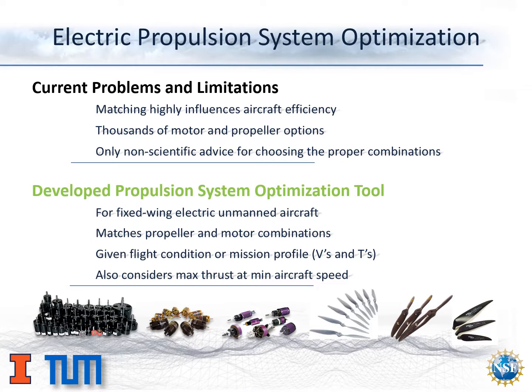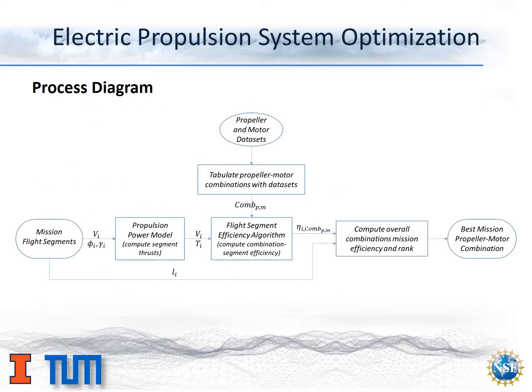Our tool also considers maximum thrust at minimum speed for upset recovery conditions. Our tool works as follows. We start with desired mission, flight segments, and datasets for possible propellers and motors. The thrust and velocity requirements for the desired mission segments are computed using the aforementioned power model.